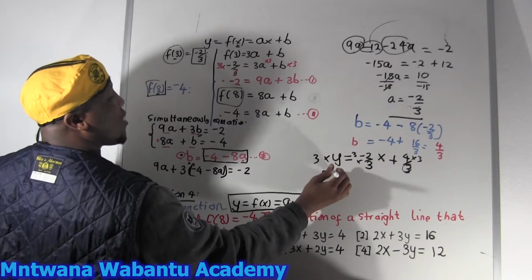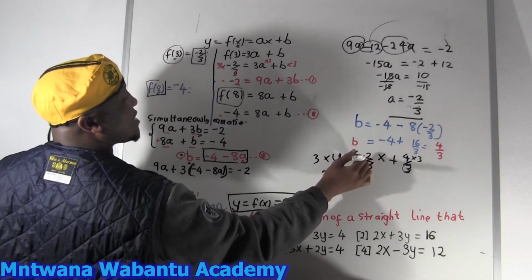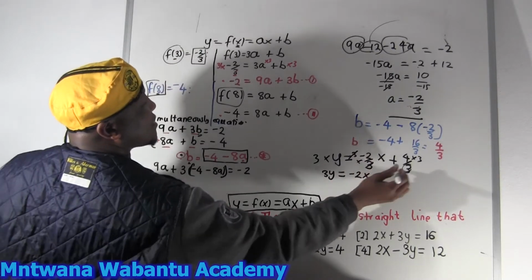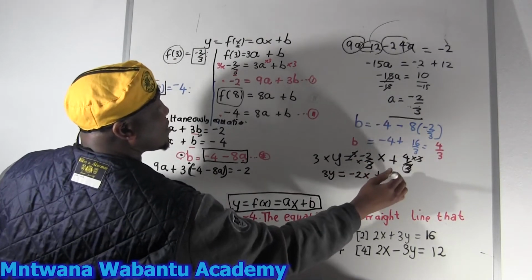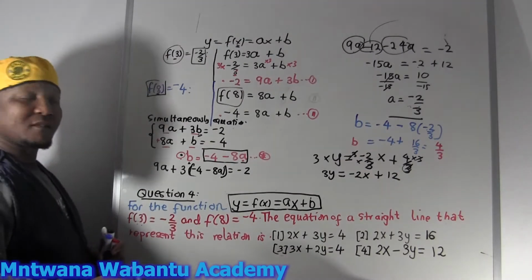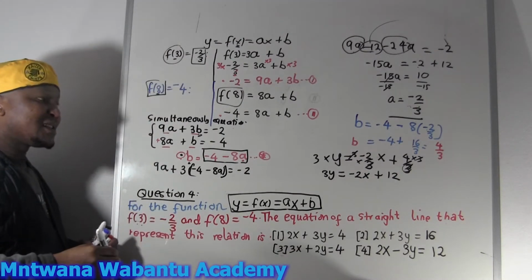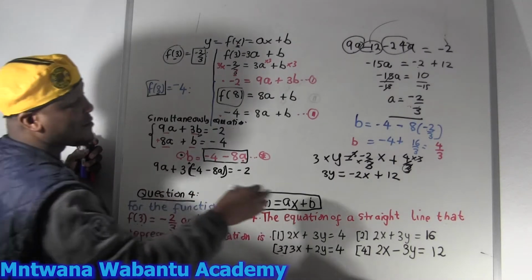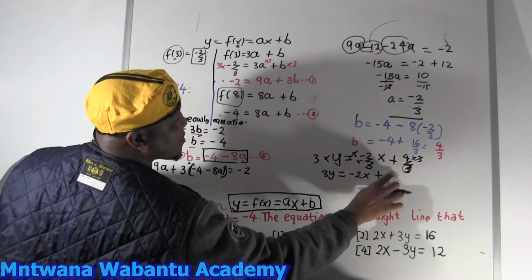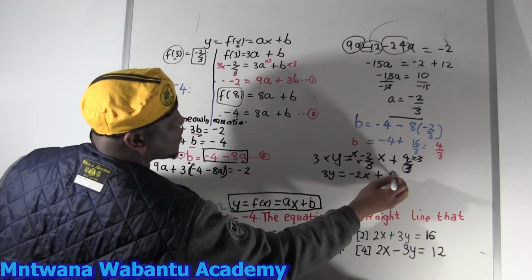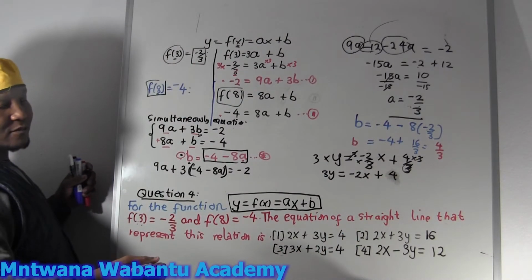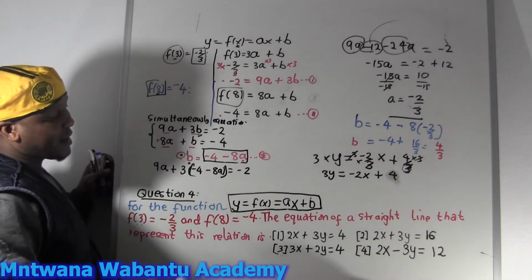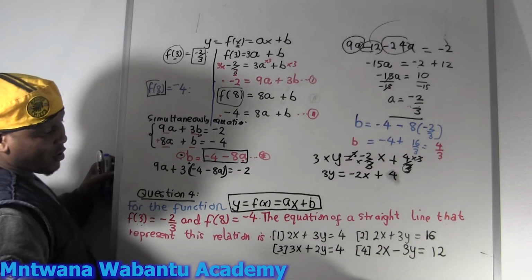So this will be 3y equal, 3 and 3 cancel, so negative 2x. 3 and 3 cancel, it's going to be what? Oh, it's not 12, my apology. This and this cancel, it is 4. This gives us a 4. So now you look, oh okay, now let me come to the options. Still no. You know why?